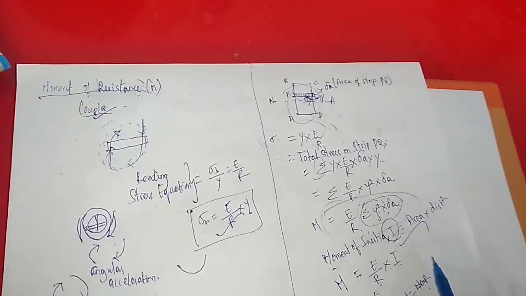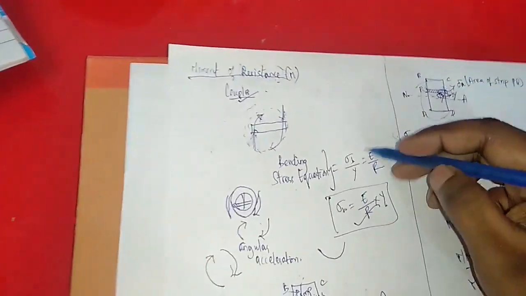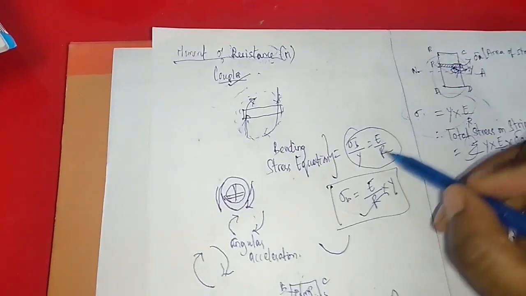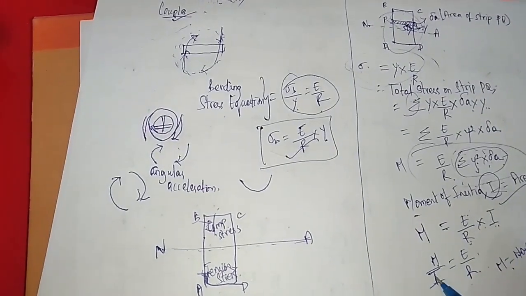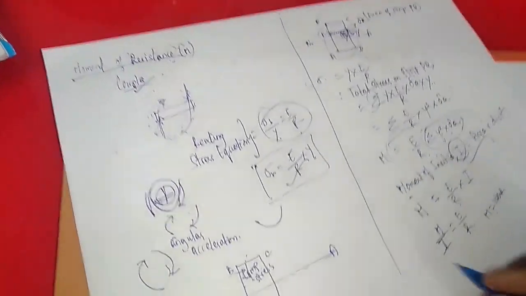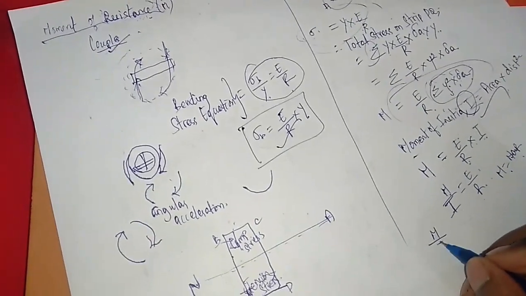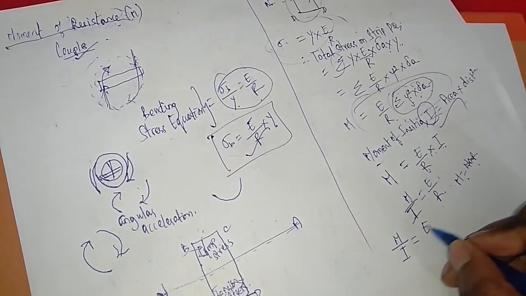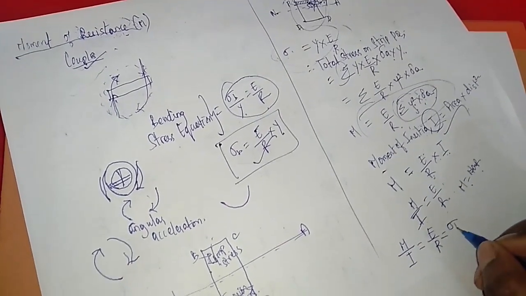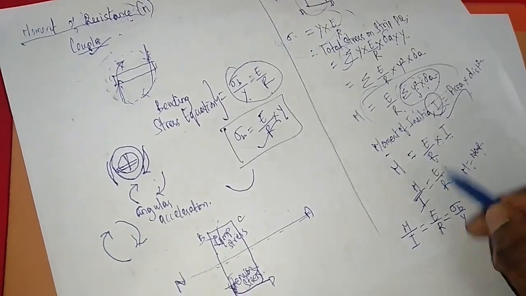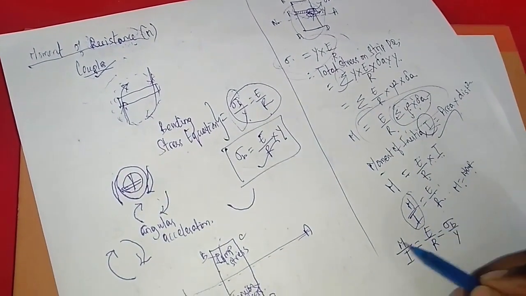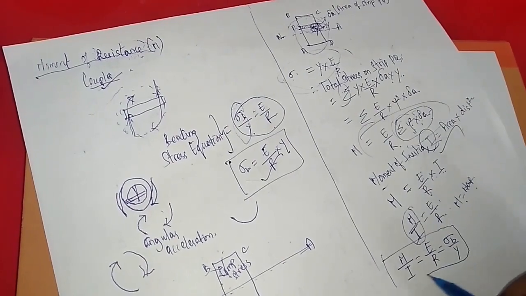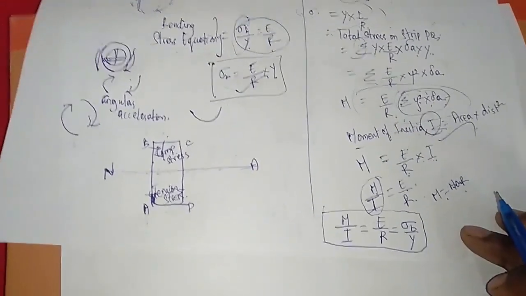You already know, according to the bending stress equation, E by R is equal to sigma B by Y. Again, this E by R is equal to M by I. So the moment of resistance equation can be written as M by I is equal to E by R is equal to sigma B by Y, because E by R is equal to sigma B by Y and E by R is also equal to M by I. So all these three are equal, right?